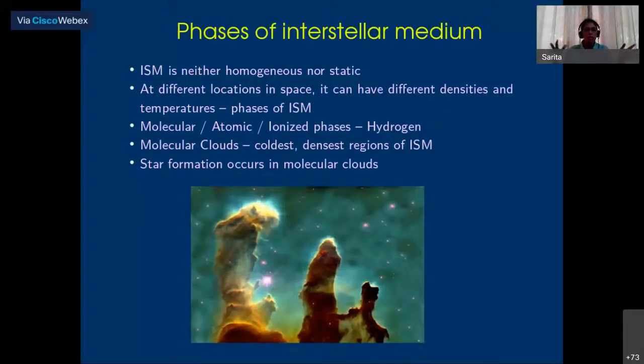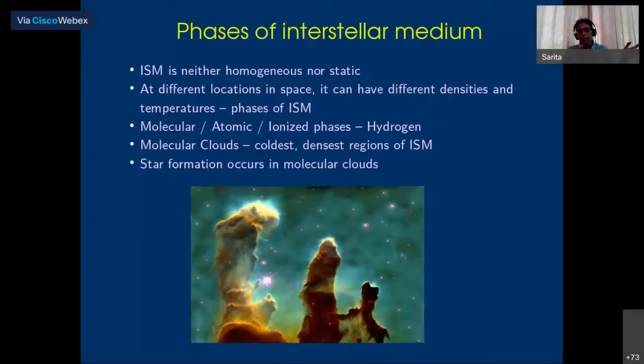Okay, at different locations in space, it can have different densities, temperatures, and so on. And based on these characteristics, the interstellar medium is broadly categorized into three phases. Okay, atomic interstellar medium, molecular interstellar medium phase, and ionized phases. And these phases, the molecular, atomic, and ionized, are based on what form hydrogen is in, since hydrogen is the main gaseous component of the interstellar medium. In what form hydrogen is, that decides that broad interstellar medium phase.